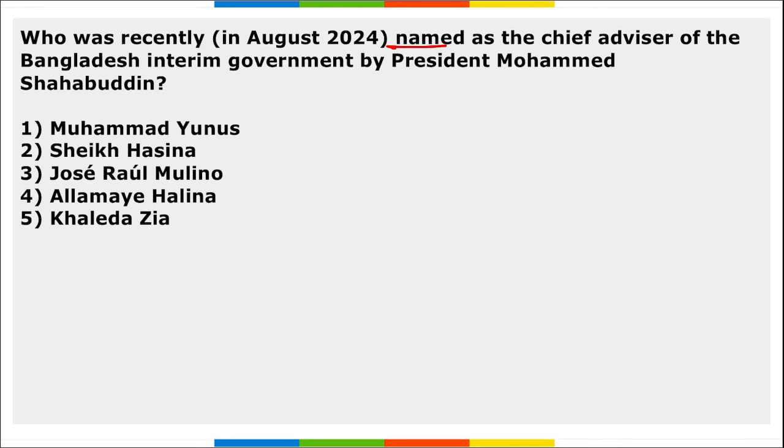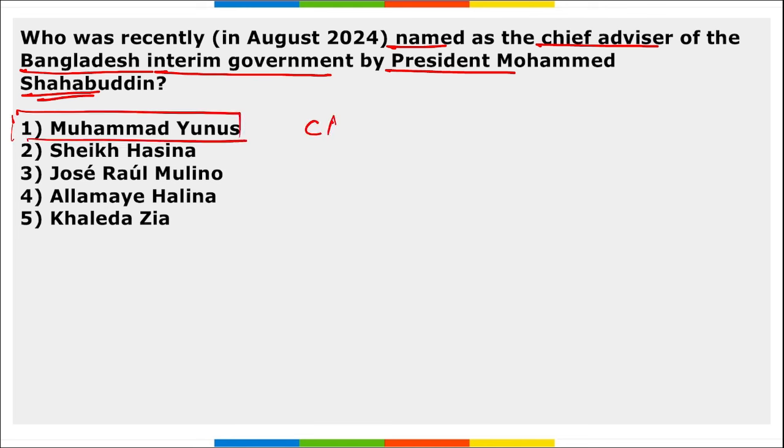Next, who was recently named as the chief advisor of the Bangladesh interim government by the President Mohammad Shabuddin? So Mohammad Yunus, he has been named as the chief advisor of the Bangladesh interim government by the President Mohammad Shabuddin.